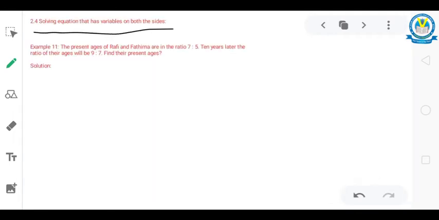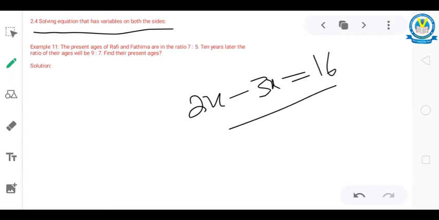Solving equations that have variables on both sides. Students, in our first few problems we had variables on only one side, either left-hand side or right-hand side, like 2x minus 3 equal to 2x minus 3x equal to 16, like that. But if an equation has variables on both sides, what will happen and how do we solve those problems, we will see now.